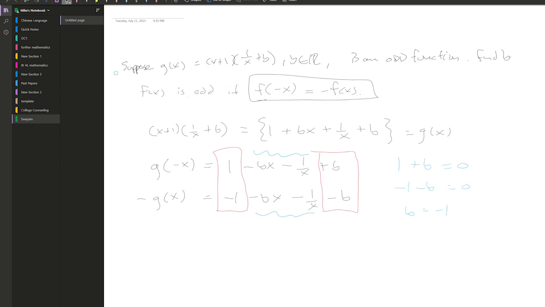I would then have g of negative x is equal to 1 minus bx minus 1 over x minus 1. That's minus bx minus 1 over x, and negative g of x in this case would just be negative the whole thing. Let's get that right. That would be negative 1 plus bx plus 1 over x minus 1. That would be negative bx minus 1 over x. So in that sense, we've covered all the things that we need, and we're done.